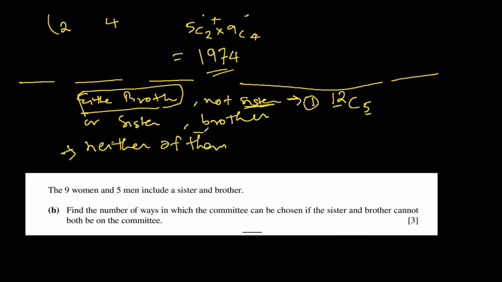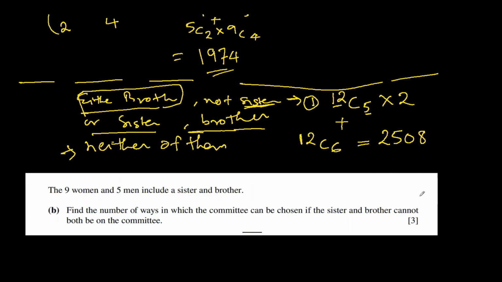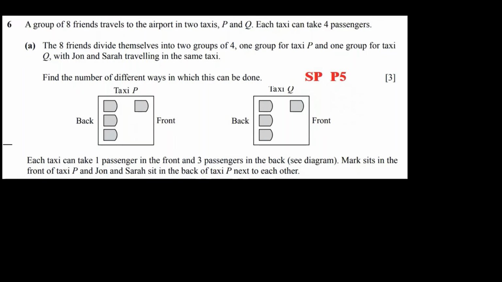Here, same will go with this. If sister is there but brother is not there, so we can multiply the previous case by 2. Okay? And neither of them, that means both of them are not in committee. So we want from 12, all the 6 people will be from the remaining 12, brother and sister are not part of it. Just add these two and we'll find the number of selections. It comes out to be 2,508 ways.